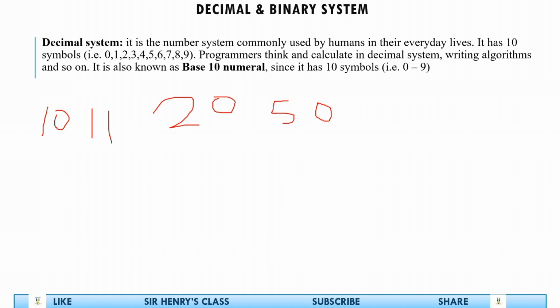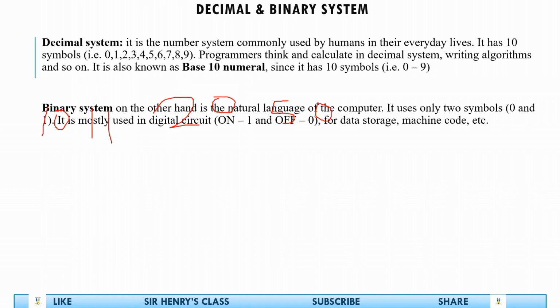We can form all these numbers out of just these 10 symbols, and that is the decimal system, or the base 10 numeral. Let's quickly look at the binary system. The binary system is the natural language of the computer, the language that the computer understands. Just like I said, the base name tells us the number of symbols. It has just two symbols, that is 0 and 1.